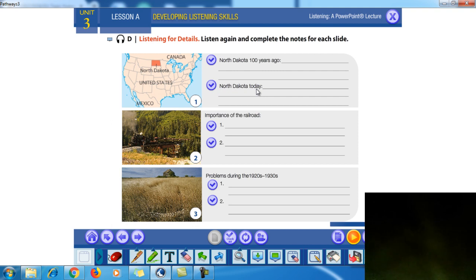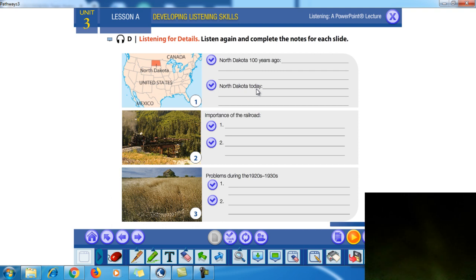This second slide shows one important reason: trains. By the early part of the 20th century, trains had arrived in this part of the country, so travel was easier. And when the railroad companies finished building, they sold their extra land, and they sold it cheap.